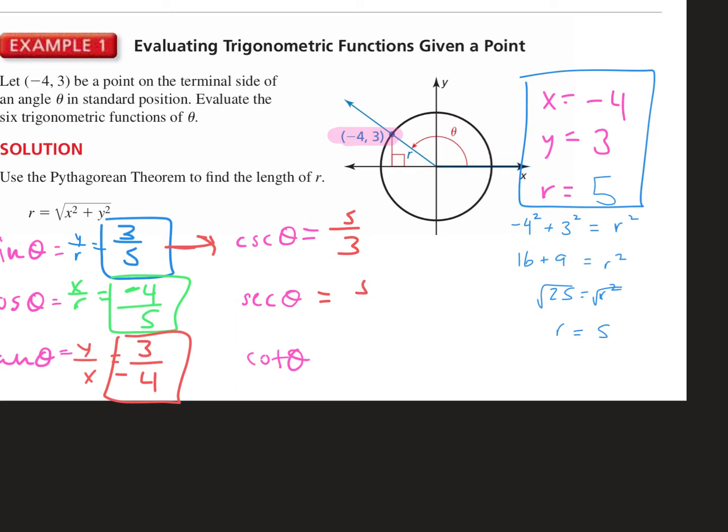Five over negative 4. And what's our cotangent? Negative 4 over 3. Perfect.